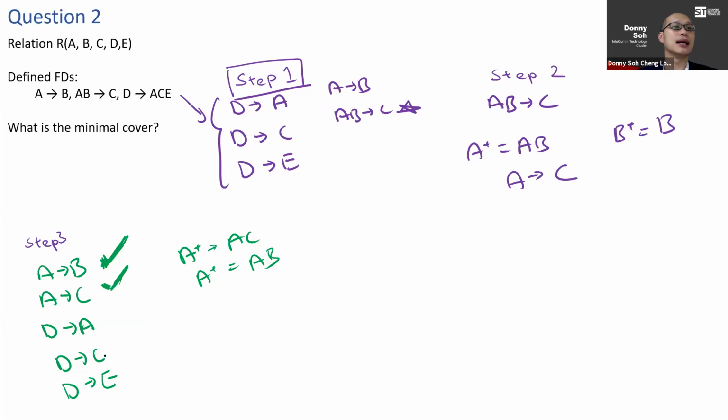Now let's look at this tree. D implies A. I will assume that I don't have this. I will have D imply D closure. D will imply D, C, and E. That's all. I can't do anything else. So I think this is also required.